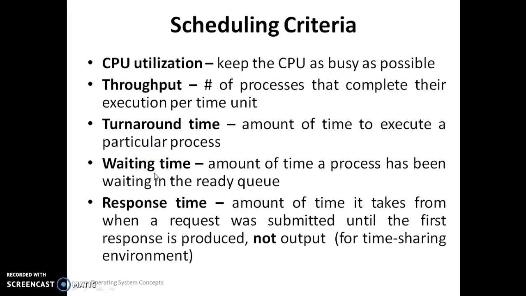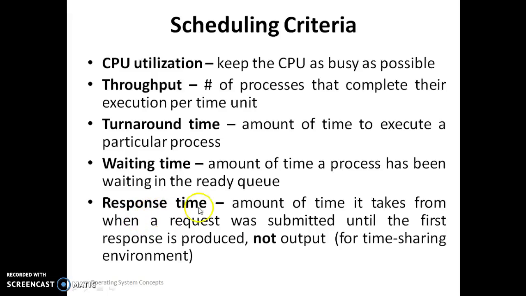Next criteria is waiting time, the amount of time a process has been waiting in the ready queue. That means the entire time in the execution cycle, or state chart diagram, where the process is not in a running state, meaning the process is not executing. Sometimes a process waits for some I/O events or some resources, or sometimes it waits in the ready queue for the processor to be allocated to it. So this is again waiting time.